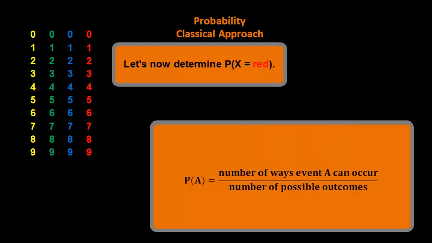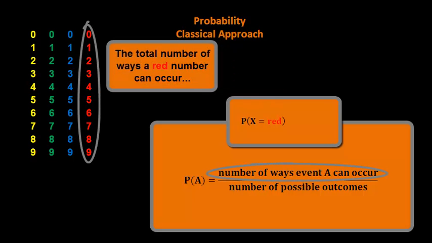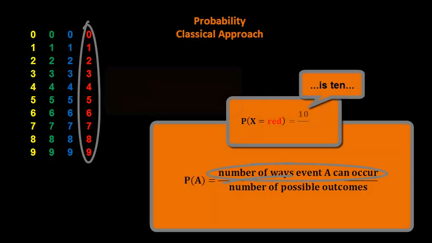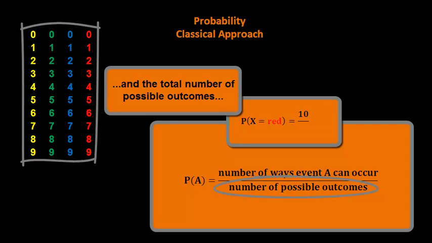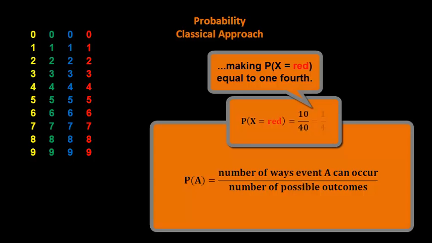Let's now determine the probability of x equals any red. The total number of ways a red number can occur is 10, and the total number of possible outcomes is 40, making the probability of x equals any red equal to 1/4.